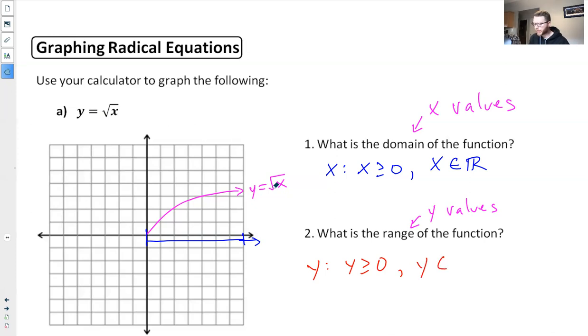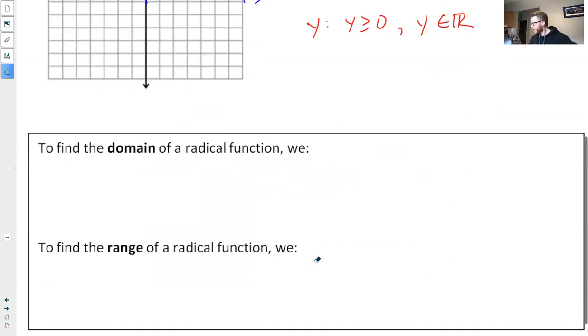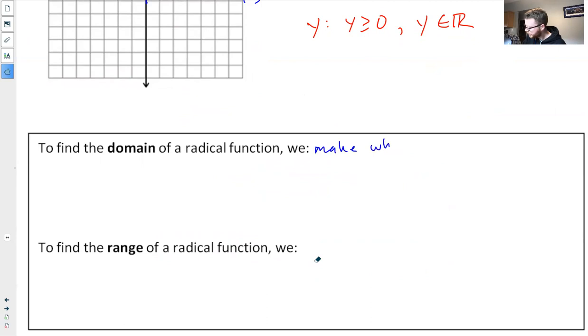When we're looking for the range, we are going to be using our calculator for that. So that is going to make our lives a little bit easier. But just some notes here. To find the domain of a radical function, we make whatever is under the radical sign, so the radicand, not negative. Or in other words, we make our radicand greater than or equal to 0.